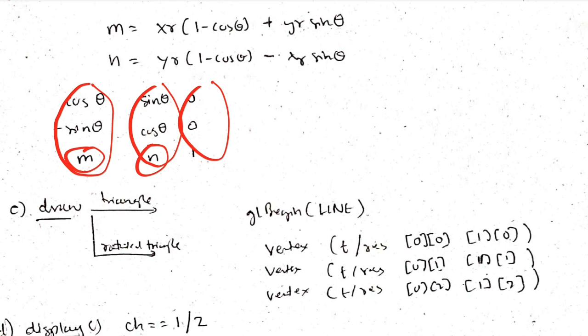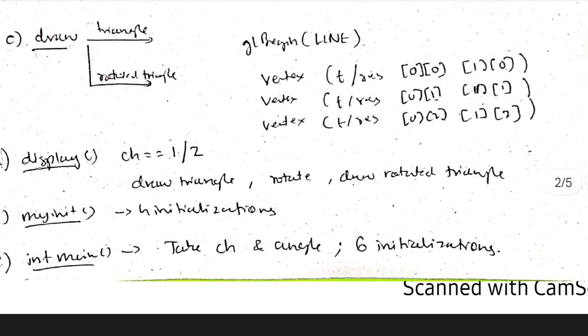Then we have draw triangle, 2 types, triangle or rotated triangle. For a triangle it is T, for the rotated it is RES, and here we have the begin line and end line.